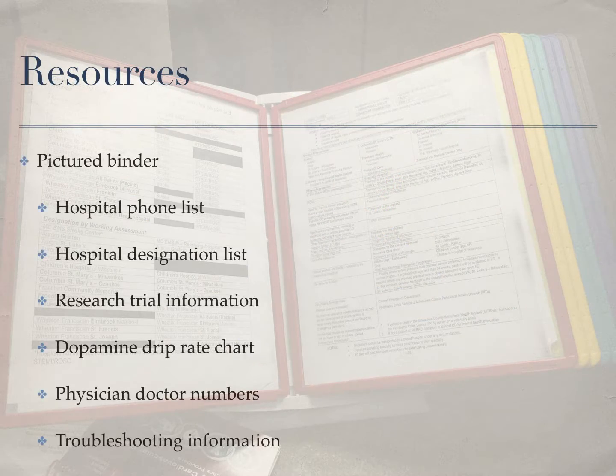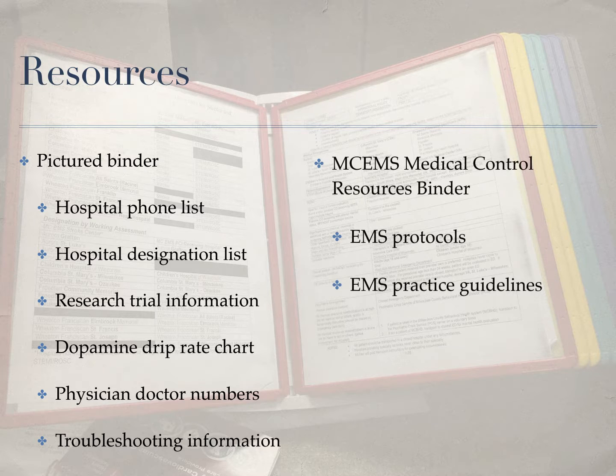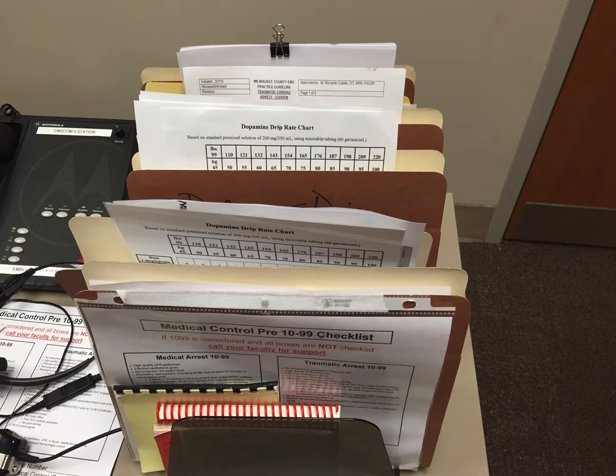Other resources available include, in the pictured binder, the hospital phone list, hospital designation list, research trial information, dopamine drip rate chart, physician doctor numbers, and troubleshooting information. In addition, the Milwaukee County EMS Medical Control Resources binder contains EMS protocols and EMS practice guidelines, which can also be found online. There is also a wall map and a list of med unit medications on the wall. The stacked file folders contain 1099 forms, backup paper medical command forms, and other miscellaneous resources.